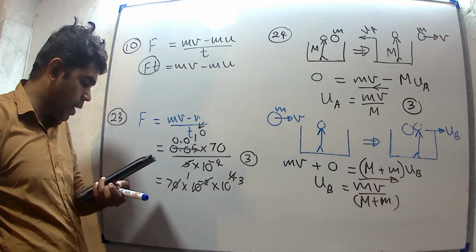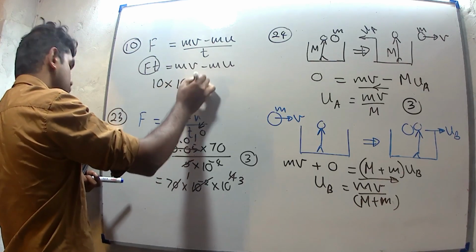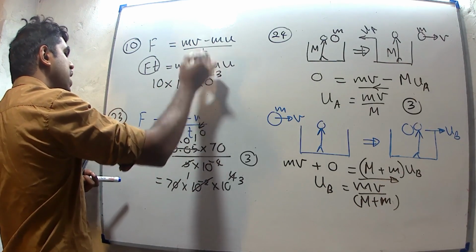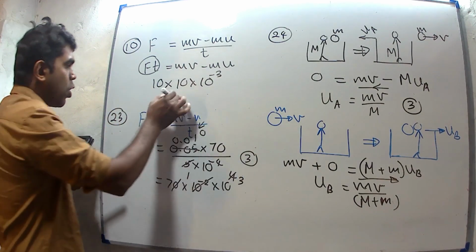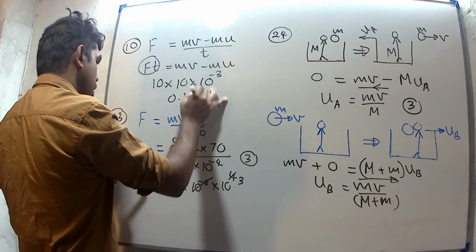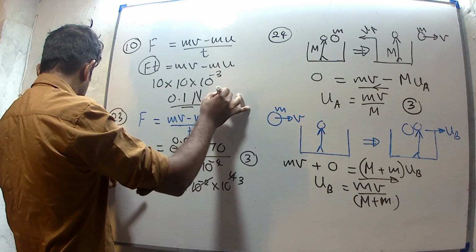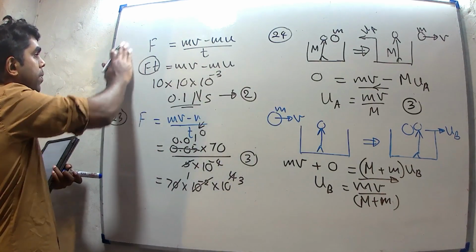Now we have to find the Ft product. Force 10 Newton, time 10 milliseconds, 10 into 10 to the power minus 3. We have to substitute in SI unit. Answer is 0.1 Newton seconds. Answer 2 for the question number 25.